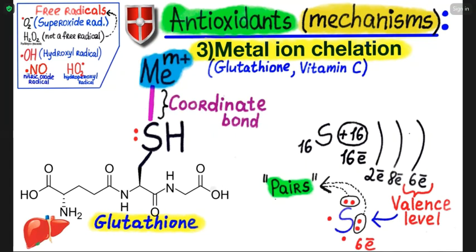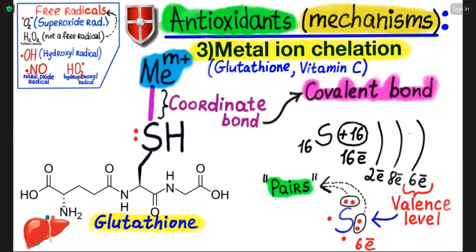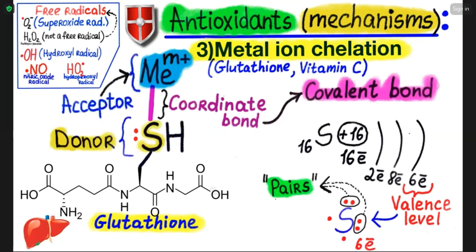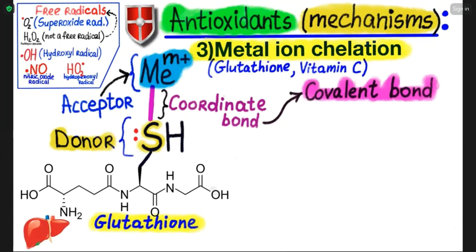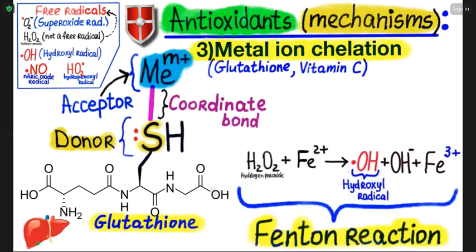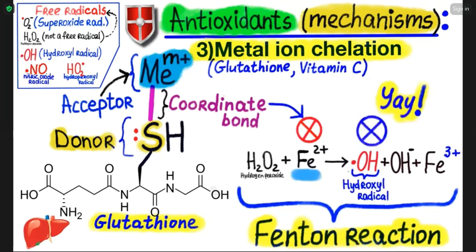A coordinate bond is a type of covalent bond where one atom, the donor, donates a lone pair of electrons to another atom, the acceptor. In the case of glutathione chelation, the sulfur atom donates its electron pair to the metal ion, creating a stable complex. By binding to metal ions, glutathione prevents these metals from participating in the Fenton reaction. As a result, harmful hydroxyl radicals won't be generated.